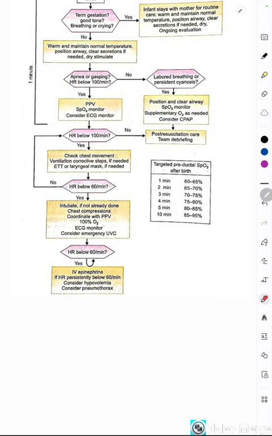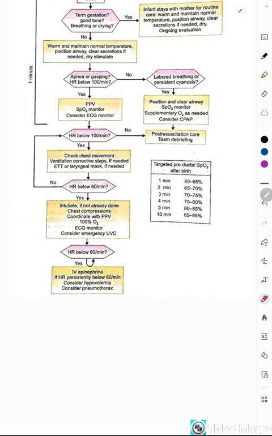Then the complications can be hypovolemia and pneumothorax. In case of hypovolemia, we also give normal saline or Ringer lactate solution. Targeted SpO2 after 1 minute is about 60 to 65%, at 2 minutes 65 to 70, at 3 minutes 70 to 75, at 4 minutes 80 to 85, and then 85 to 95 at the end of 10 minutes.